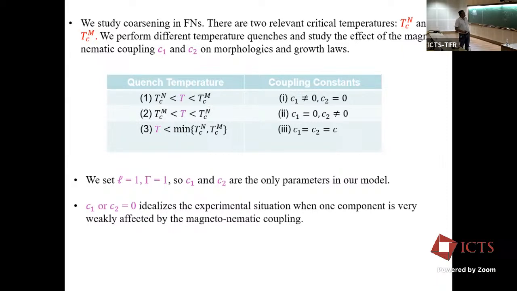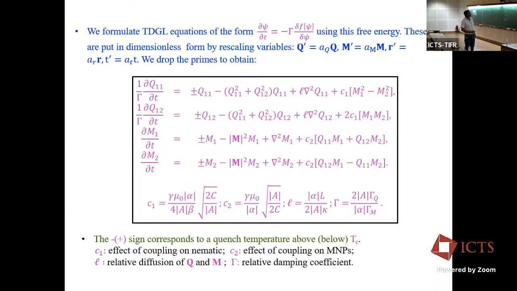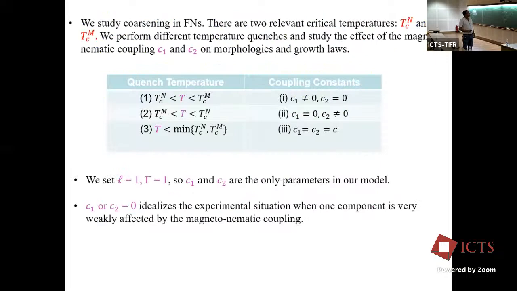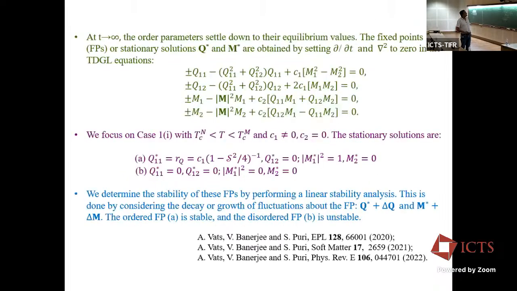I'm also going to consider various limits of coupling constants. Just keep the following picture in mind: when C1 is not equal to 0 and C2 is equal to 0, if you go back to the equations, the nematic is affected by the coupling, but the magnetization goes on in its own free way. Then of course you can have the opposite situation where the magnetic field is affected and not the nematic, and then you can have some approximation in the middle. So there are several cases which one can study. I'm just going to focus on one particular case and show you the kind of physics that emerges.